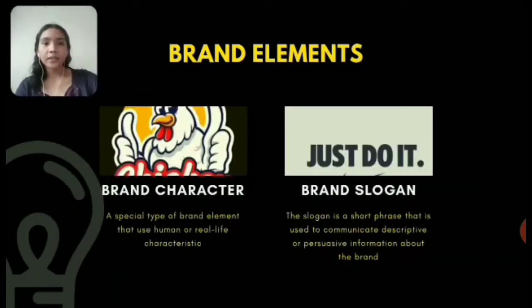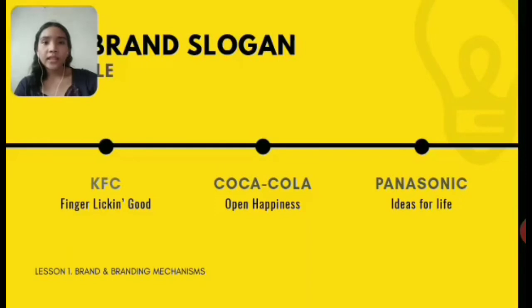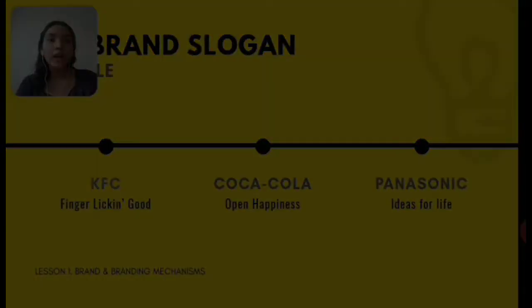Next is brand character. Brand character is a special type of brand element that use human or real life character. Masilitipa ang brand character, example si Jollibee. And the last one is brand slogan. The slogan is a short phrase that is used to communicate descriptive information about the brand. Ang brand slogan is kanang below sa kung unsaang anuana sa lahang brand. Just like Nike, just do it. And these are the examples of the brand slogan.